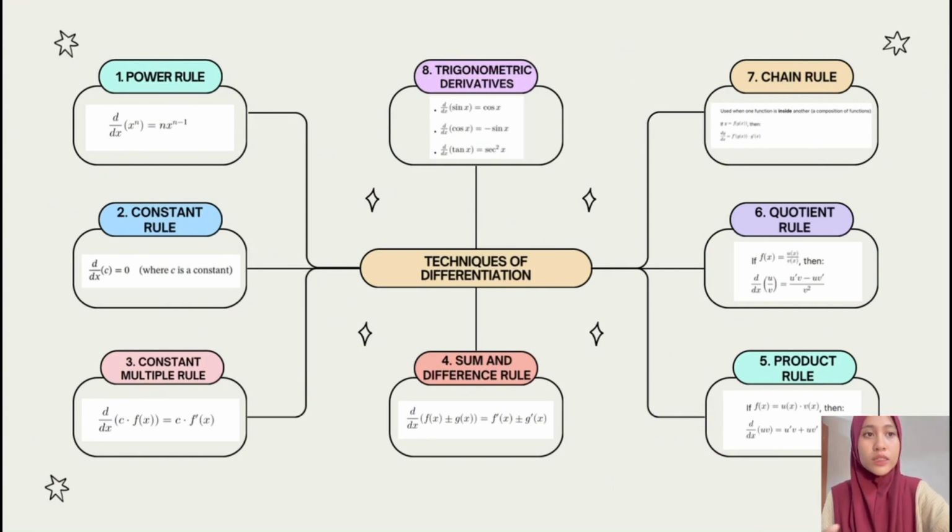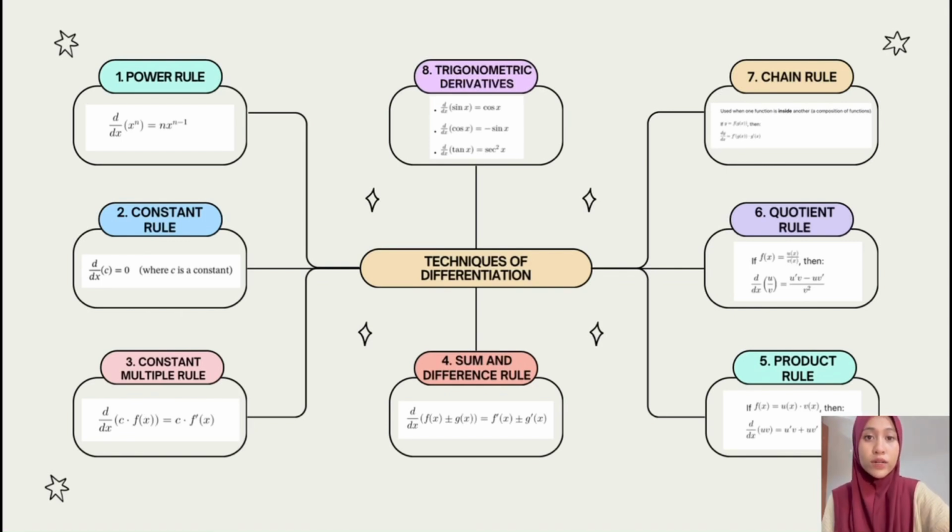Next one is chain rule. Chain rule is used when one function is inside another, a composition of functions. If y equals f of g of x, then dy over dx is f prime of g of x multiply g prime x. The last one is trigonometric derivative.